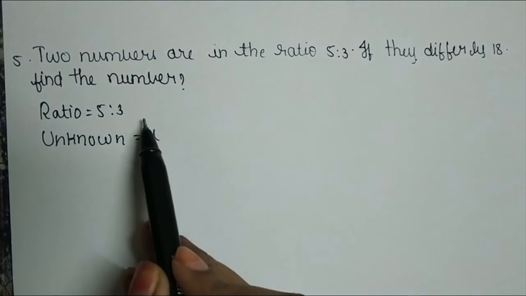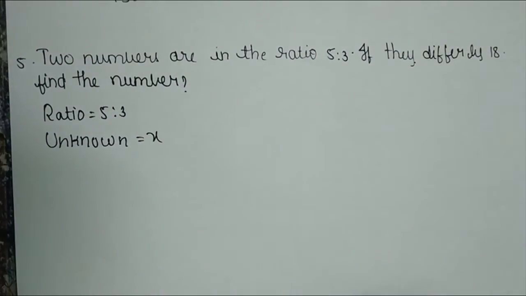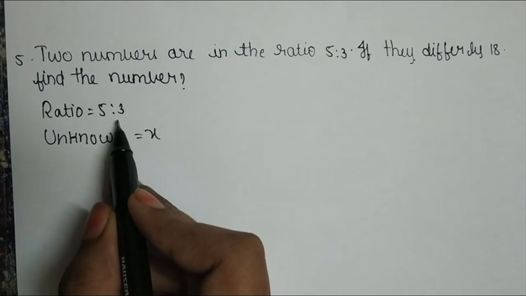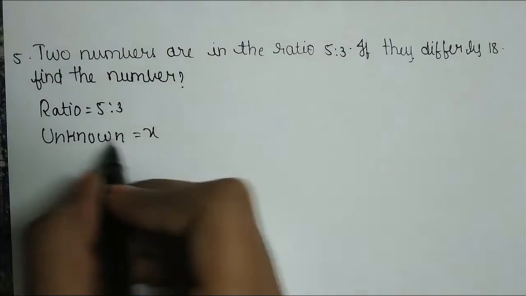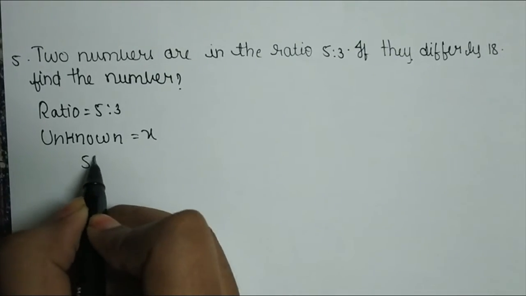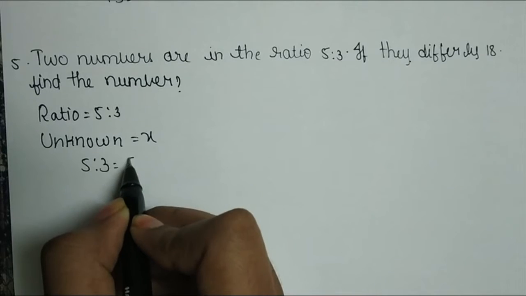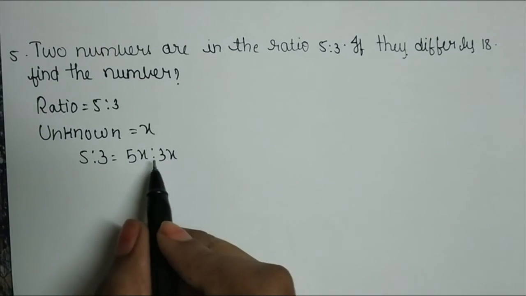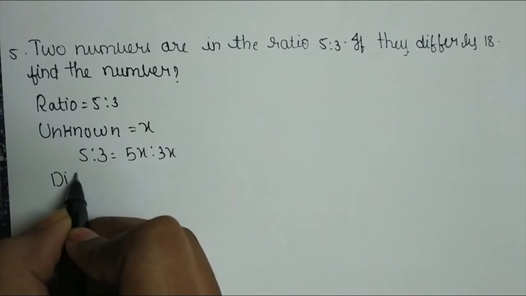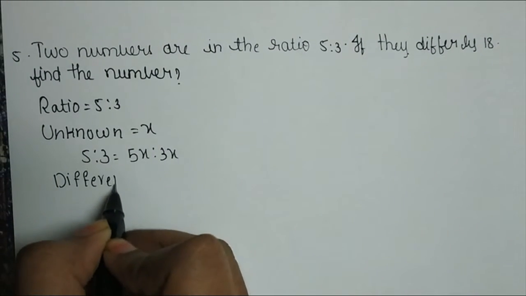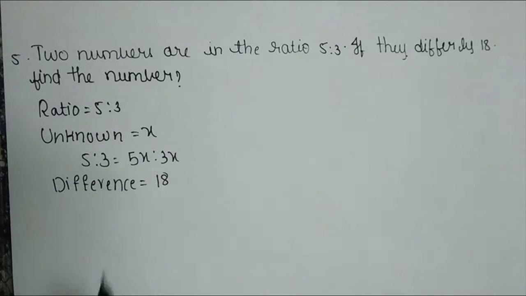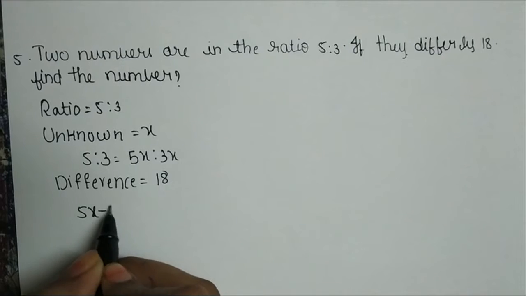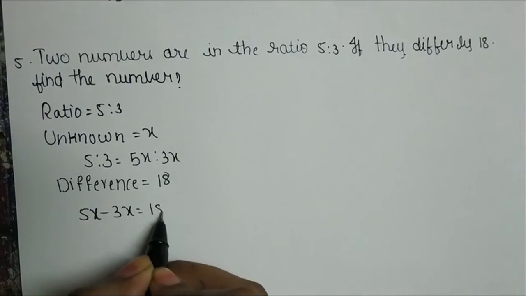When we subtract, we get the difference as 18. We have to find these numbers. We don't know this ratio, 5:3, so 5x and 3x. These are unknown values. When we subtract them, we get the difference as 18. So let's make it an equation: 5x minus 3x is equal to 18.